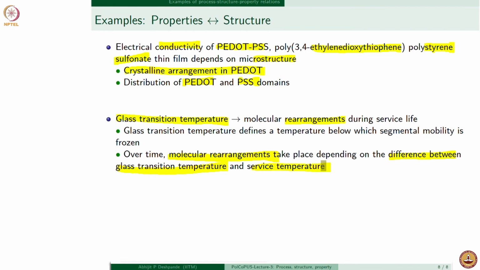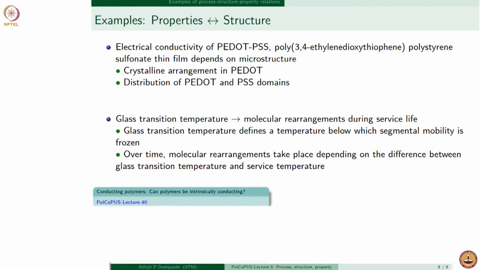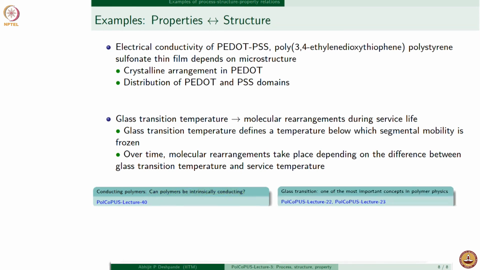materials. Just to remind you that conducting polymers we will look at in a separate lecture, where we will see: is it possible to get conductivity, rather than adding a conducting material into it, can I have polymers which are intrinsically conducting? And sure enough, we'll see those later. And of course, glass transition is a very important property in polymers. And we will devote a couple of lectures discussing this in much more detail.